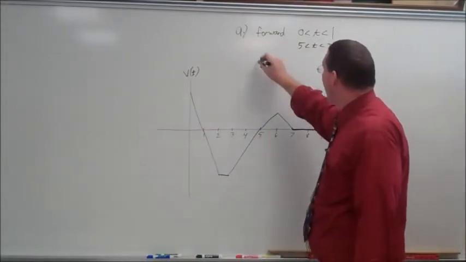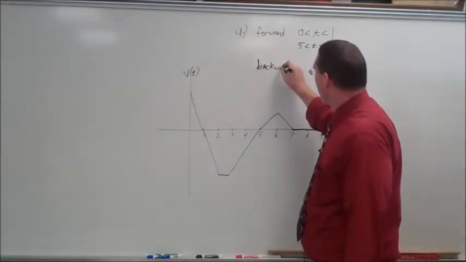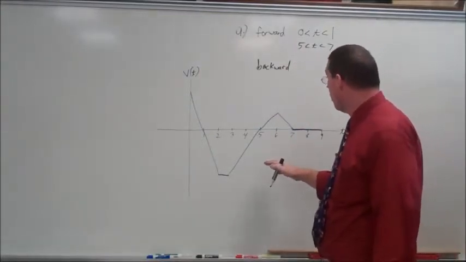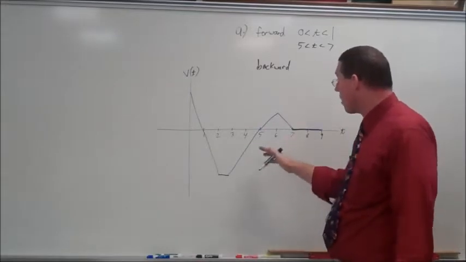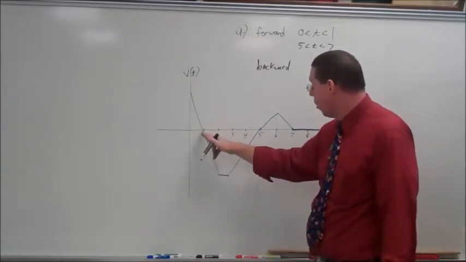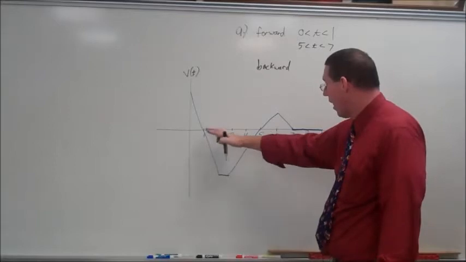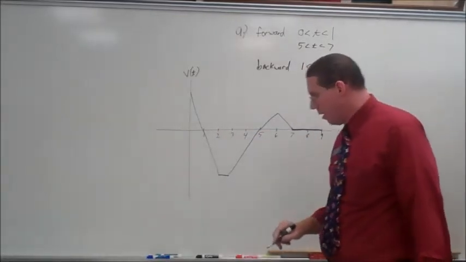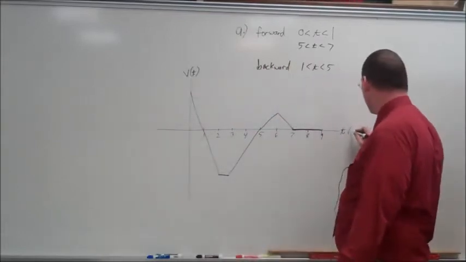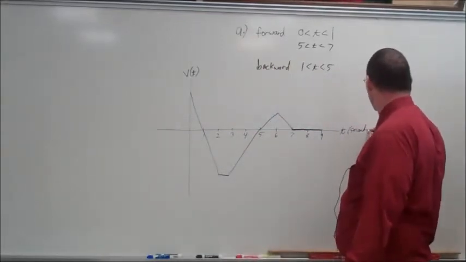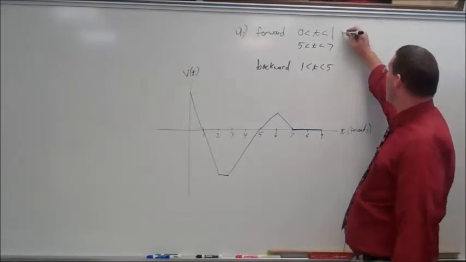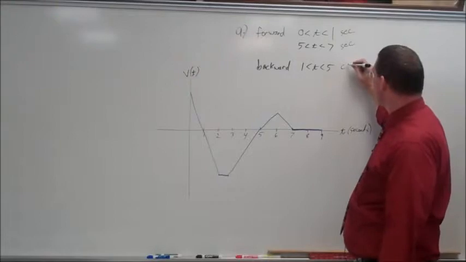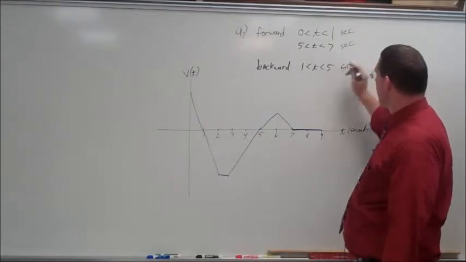Well, then when is it moving backward? It's moving backward whenever velocity is negative. Well, when is velocity negative? It's negative from 1 all the way up to 5. It's below the t-axis from 1 to 5. So from 1 to 5, and oh, it says seconds. This says that this is t in seconds. So in seconds, 1 to 5 seconds, it's moving backward.